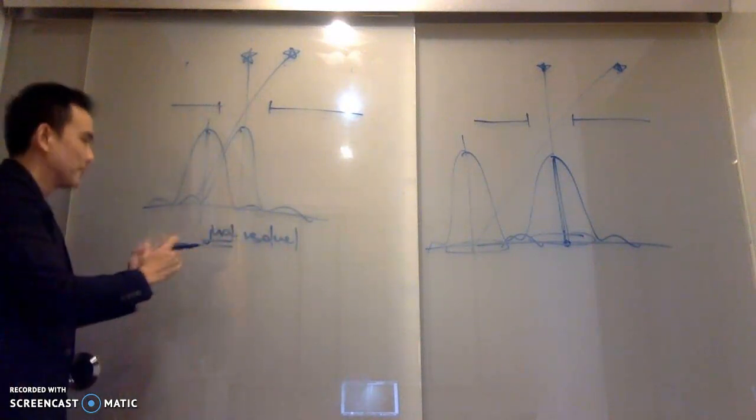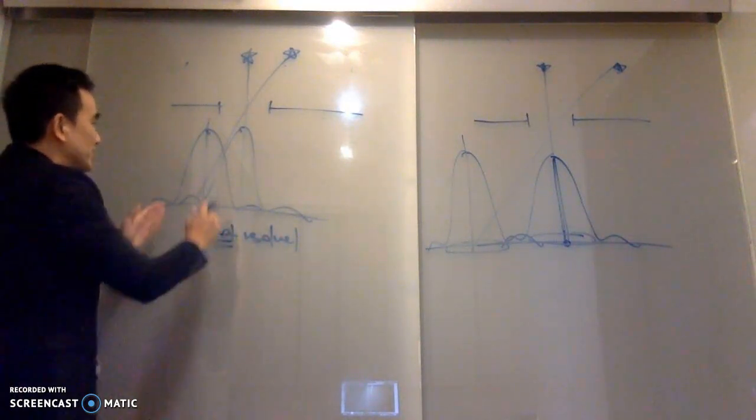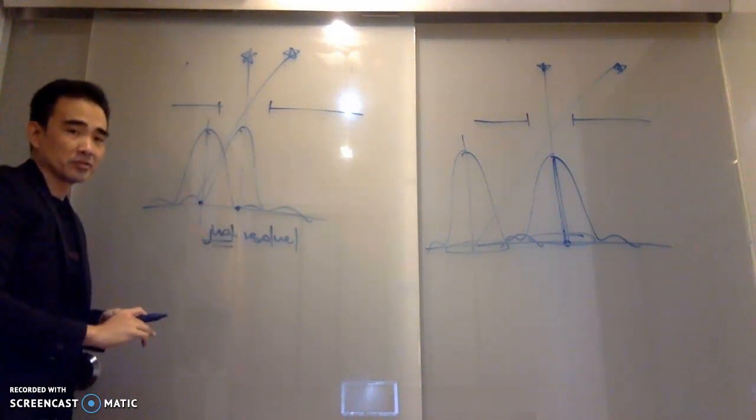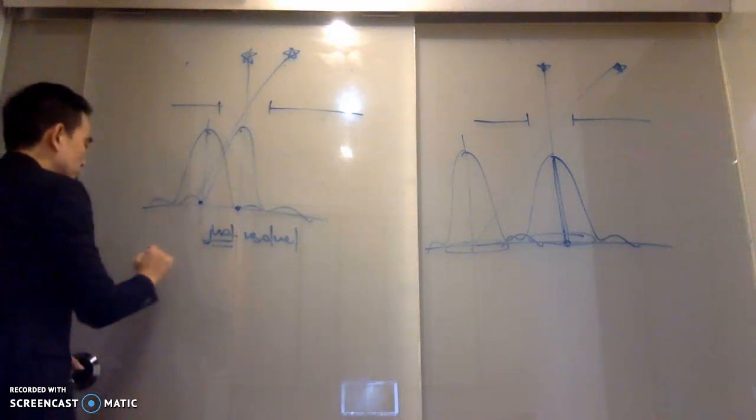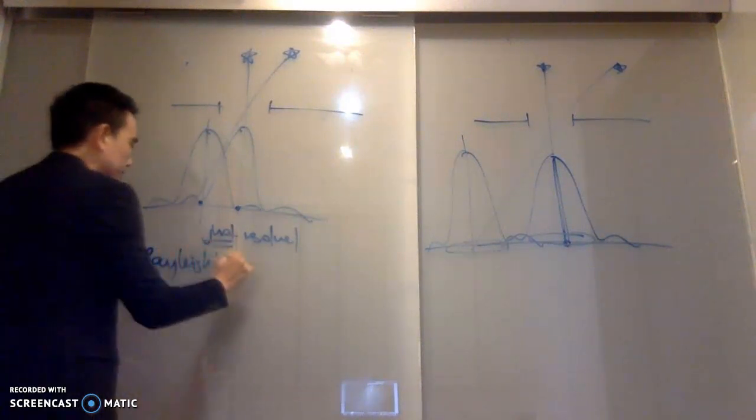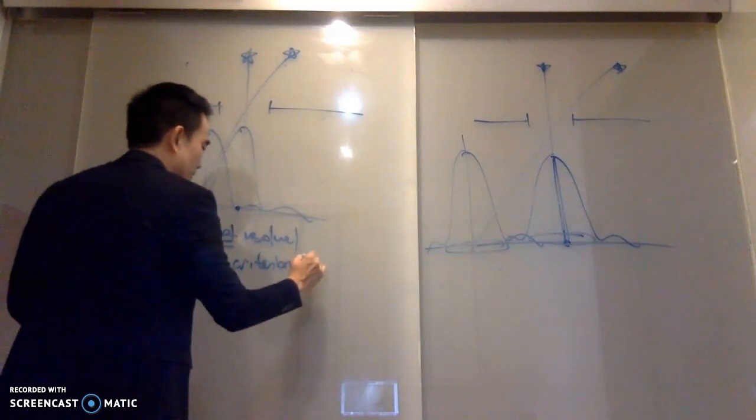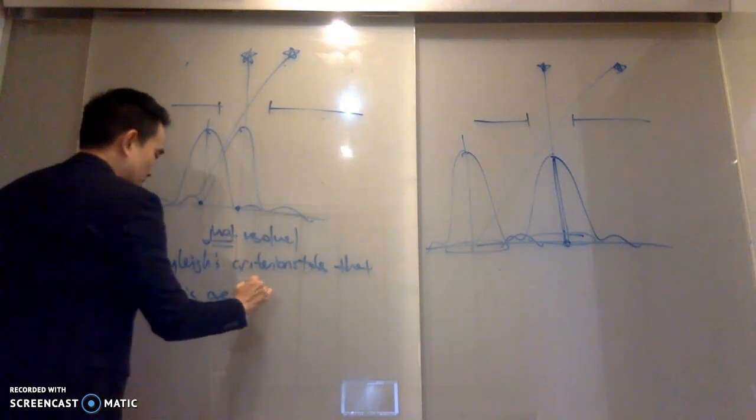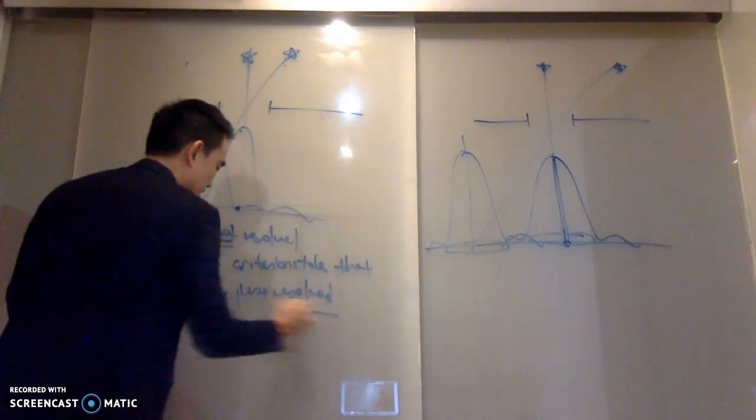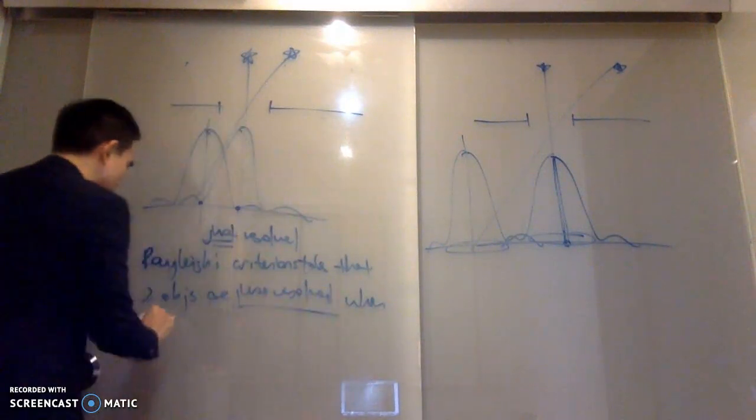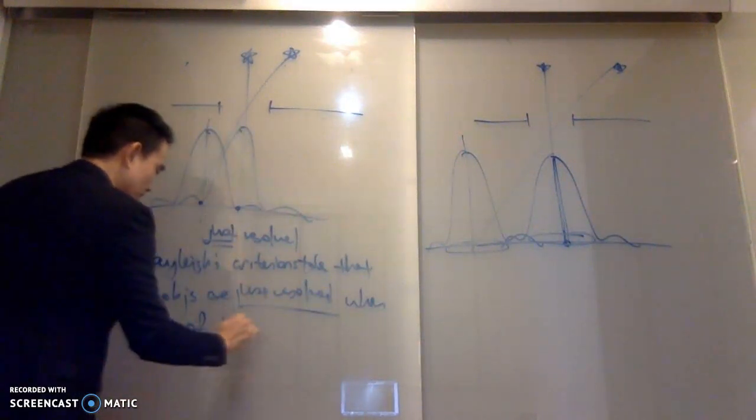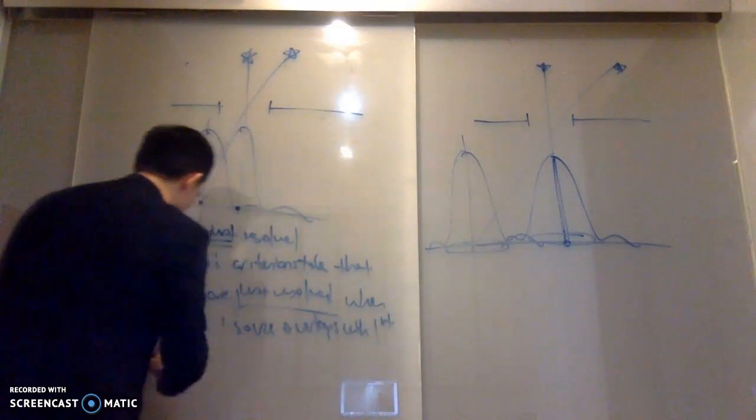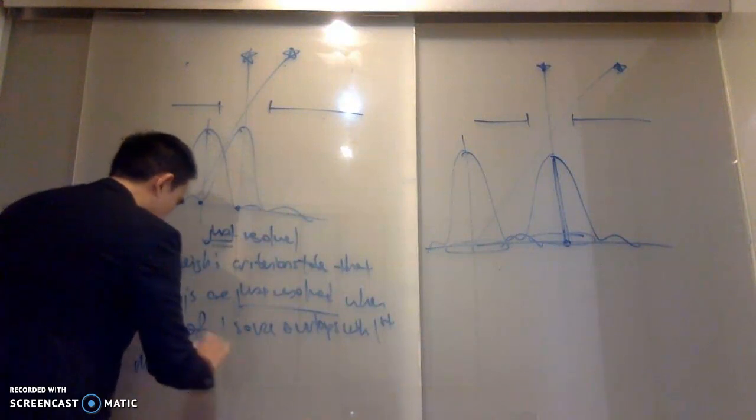That's the critical point. So, this is the point where the central maxima of one source is directly overlapping the first minima of the other source. And this is Rayleigh's criterion. So it says that Rayleigh's criterion states that two objects are just resolved, again, just resolved, when the central maxima of one source overlaps with the first minima of the other.